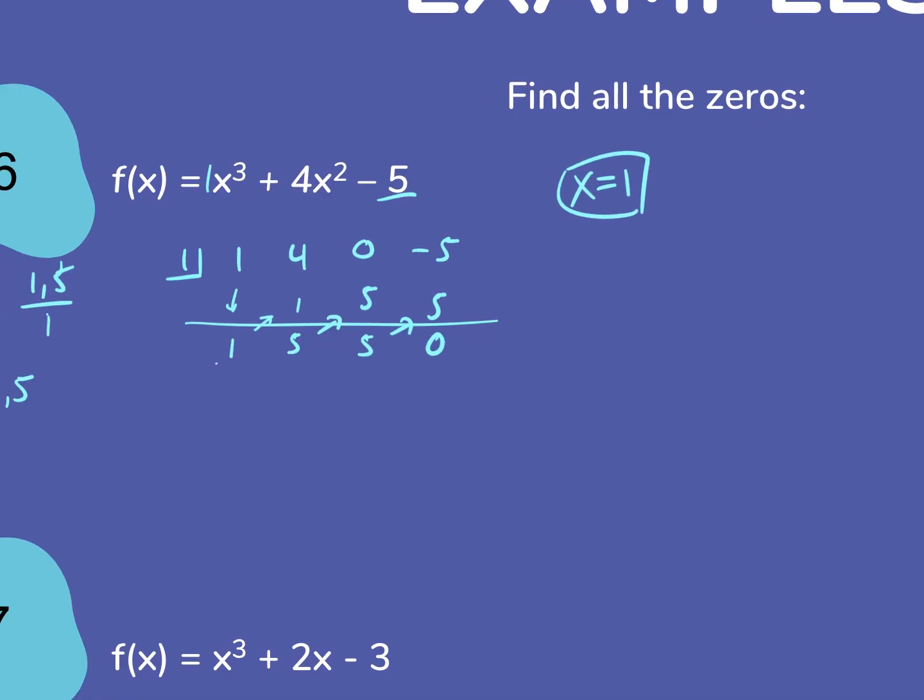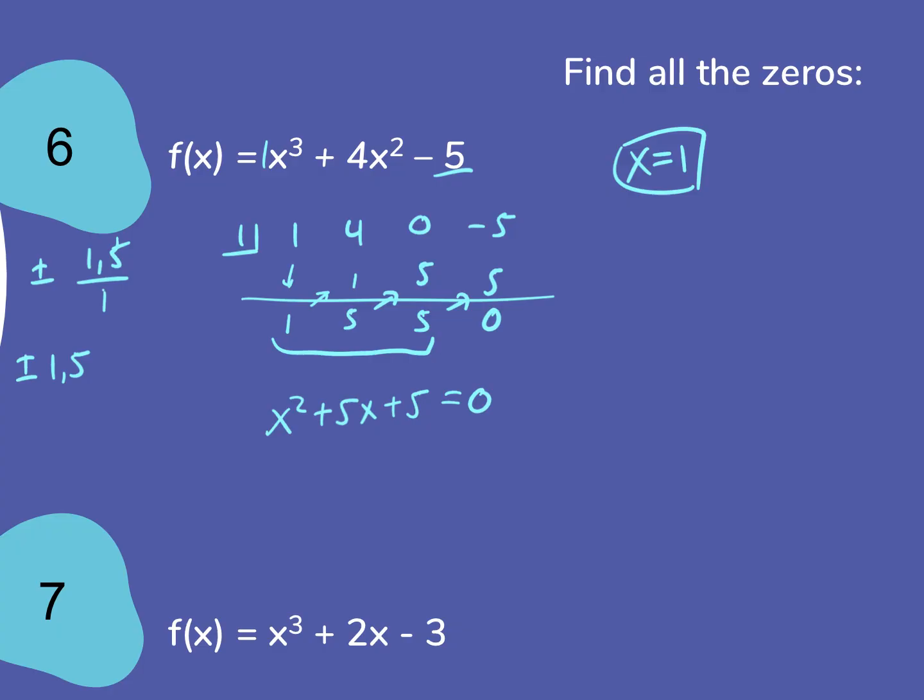And then now we can use these leftover numbers as coefficients of our quotient. So this is going to be x squared plus 5x plus 5 equals 0. And we want to check if we can factor this, right? So factors of 5 that add to 5, it actually doesn't have any, right? So this is a pretty unfortunate case where we actually can't factor it. We're going to have to use another method, right?